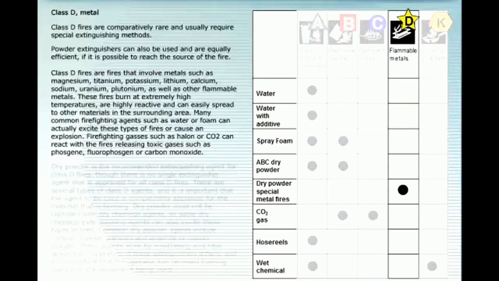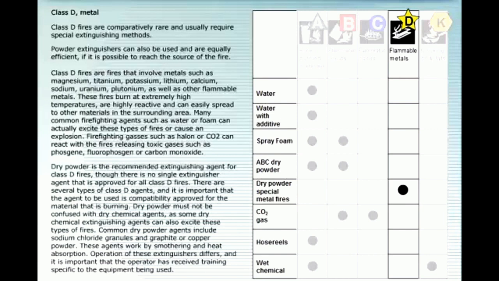There are several types of Class D agents, and it is important that the agent to be used is approved for the material that is burning. Dry powder must not be confused with dry chemical agents, as some dry chemical extinguishing agents can also excite these types of fires. Common dry powder agents include sodium chloride granules and graphite or copper powder. These agents work by smothering and heat absorption. Operation of these extinguishers differs, and it is important that the operator has received training specific to the equipment being used.